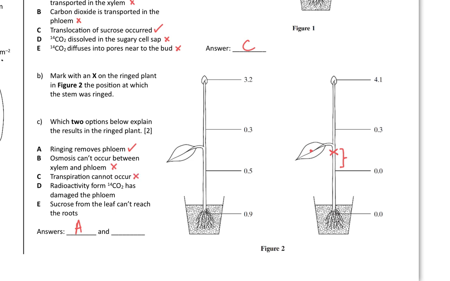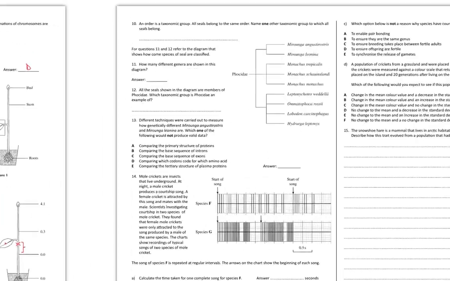Radioactivity from 14CO2 has damaged the phloem. No, it hasn't. Sucrose from the leaf can't reach the roots. Yes, it's E. Yes, sucrose just can't get past here because the phloem's broken. That's how it moves. So hopefully you didn't get that wrong because of a typo.